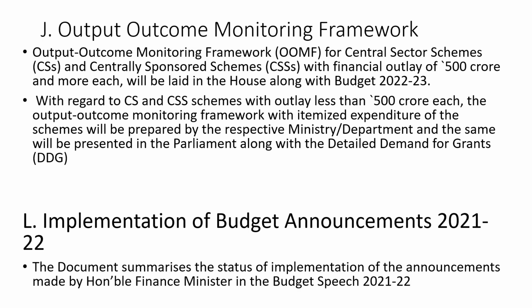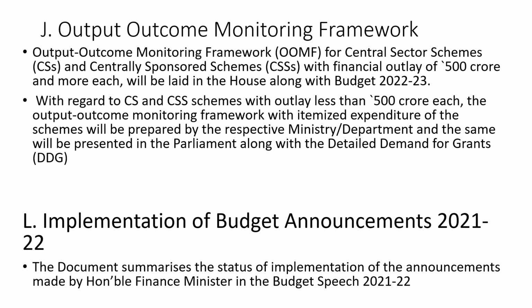Then we have the outcome monitoring framework, and this is for central sector schemes and centrally sponsored schemes with a financial outlay of 500 crore and more each. With regard to the CS and CSS, we have to understand that these are with outlay of less than 500 crore each, and the outcome monitoring framework, which itemizes the expenditure of the scheme, would be prepared by each of the ministries, and the finance minister would be presenting the same in the parliament.